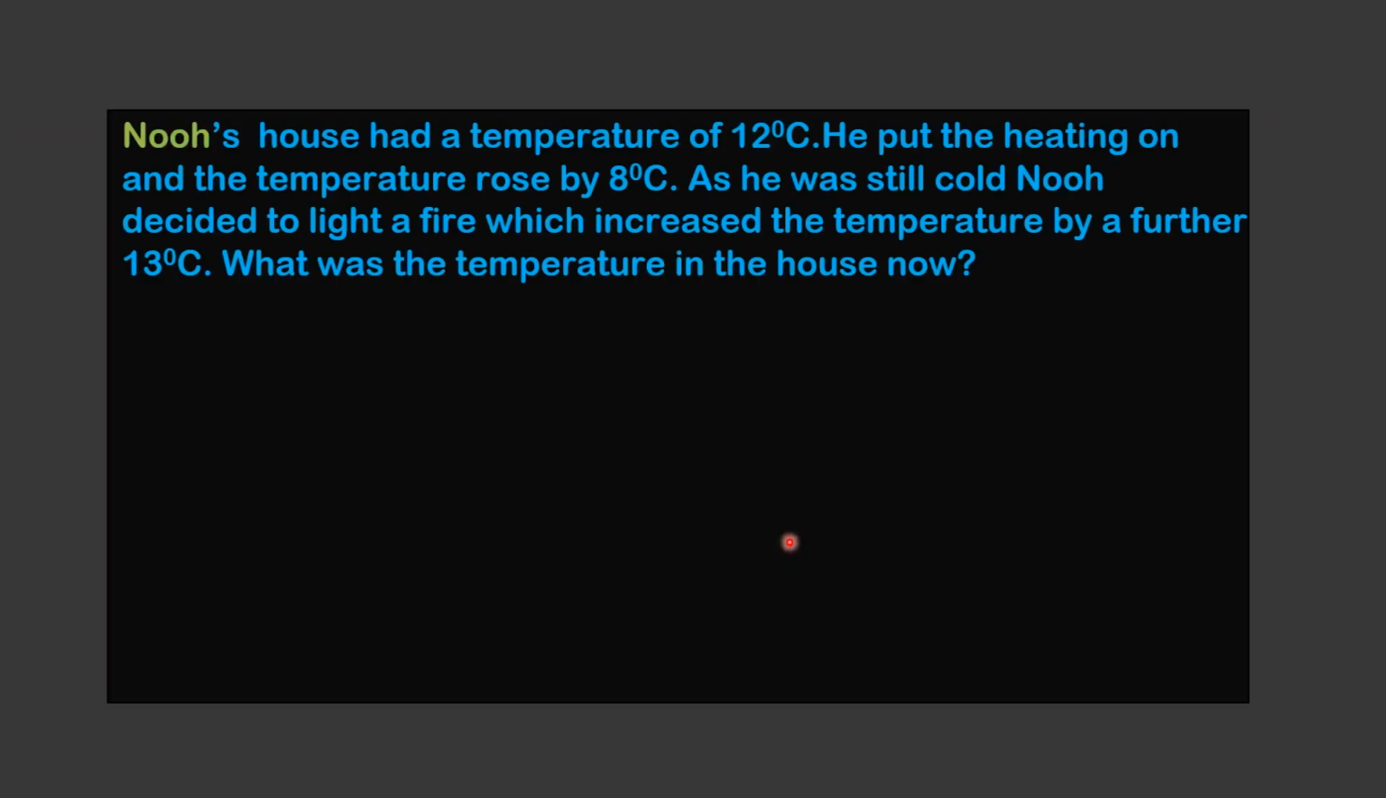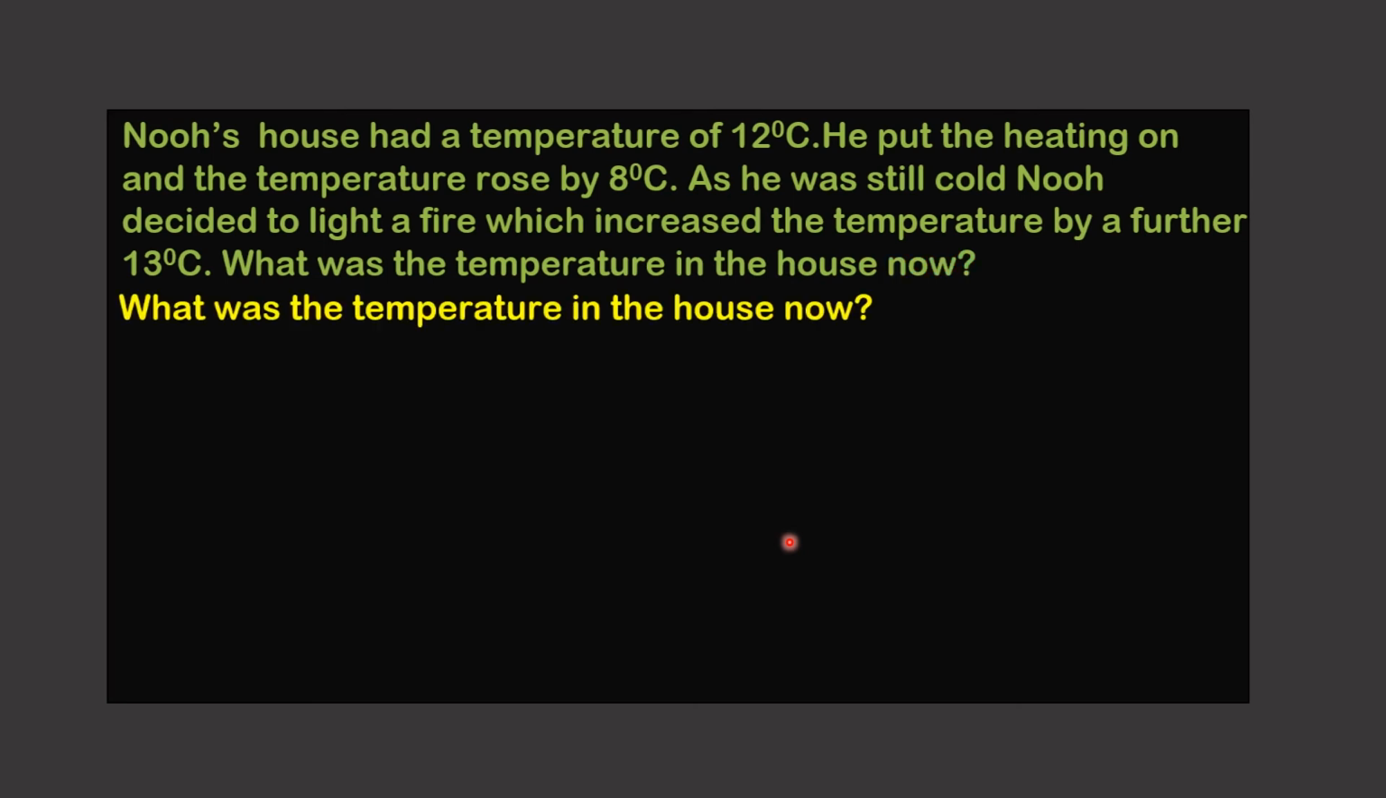Noor's house had a temperature of 12 degrees Celsius. He put the heating on and the temperature rose by 8 degrees Celsius. As he was still cold, Noor decided to light a fire which increased the temperature by a further 13 degrees Celsius. What was the temperature in the house now? So we have to find what was the temperature in the house now, isn't it?